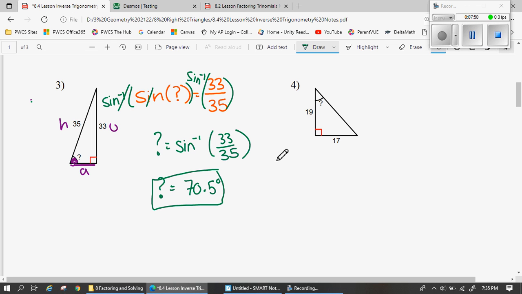So this is a place where I want you to pause. I want you to try this number 4. Label your sides, pick the correct function, and then see if you can solve it. Use Desmos to help you with the inverse functions. So pause and then press play for your answer.